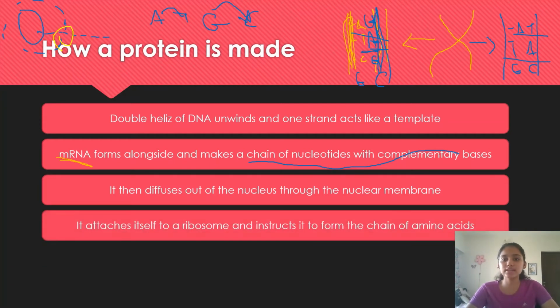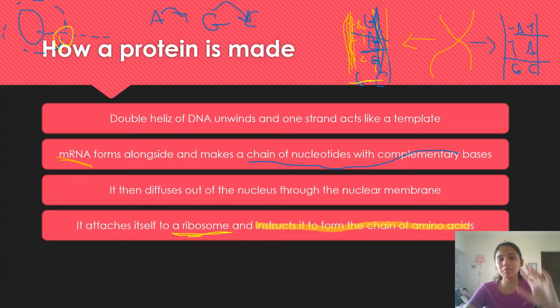What it does is it goes to the cytoplasm outside the nucleus. It attaches itself to a ribosome. Ribosome is basically the site for protein synthesis, where proteins are made. The term synthesis is the building up of larger complex molecules from smaller substances using energy. So basically ribosome is the site for protein synthesis. Now since mRNA has the code of the DNA with complementary bases, it has instructions. So it attaches itself to a ribosome and instructs the ribosome to form the chain of amino acids.